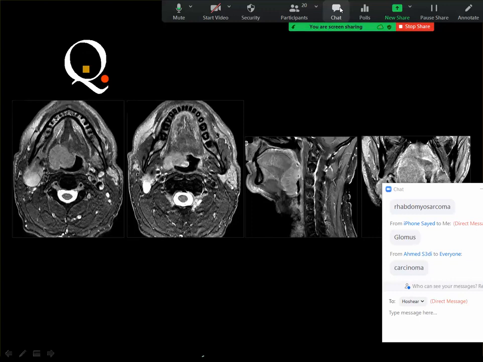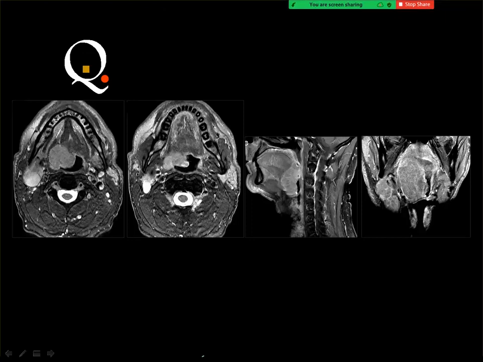Yes, and carcinoma of what? Yes, okay, carcinoma of the base of the tongue. This is right. And there is a big mass here in related to the mouth floor and at the base of the tongue on the right side.